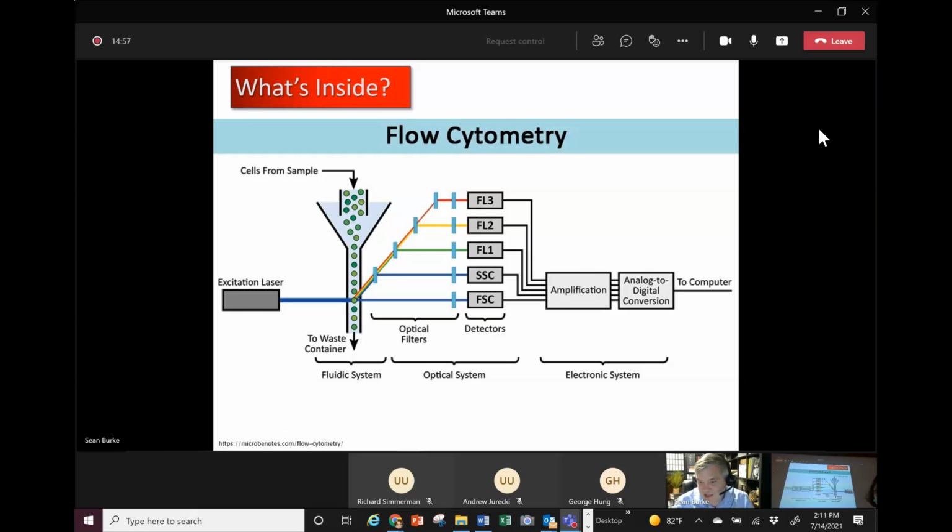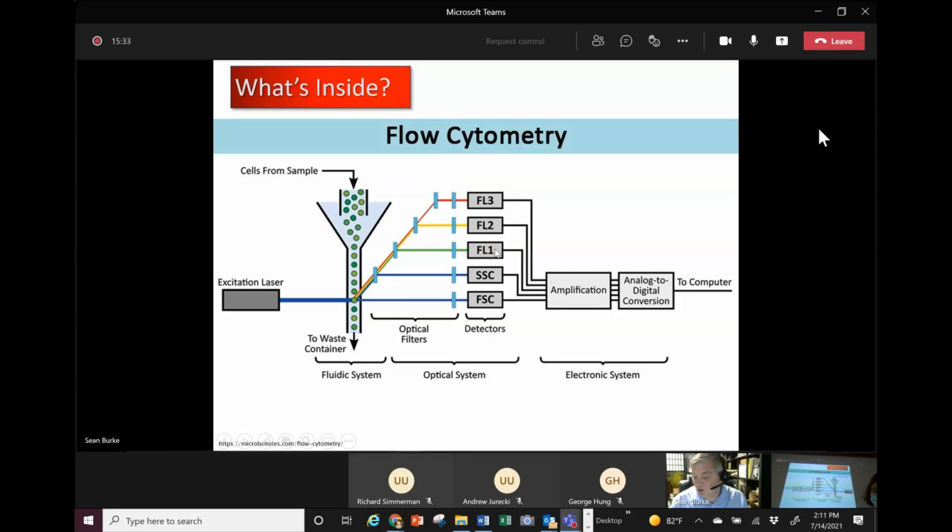Now, when the laser hits that cell, it's going to send light two different ways. One is it's going to send light directly through that cell, and we have a detector over here called FSC, and that's forward scatter. It means light that's simply passed directly through that cell, right? And then light is also going to bounce off of that cell. In particular, light that fluoresces in different wavelengths is going to bounce off to the side. We call those side scatter detectors, or SSC, and we measure different wavelengths of light with an array of other detectors.